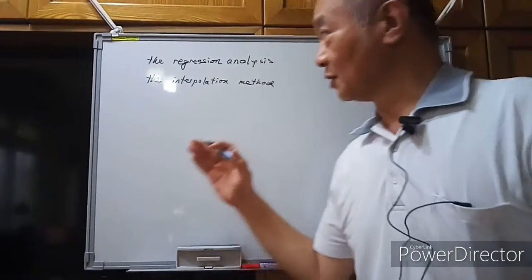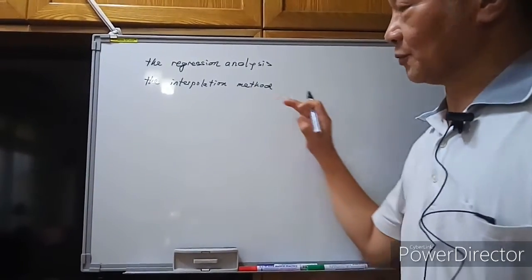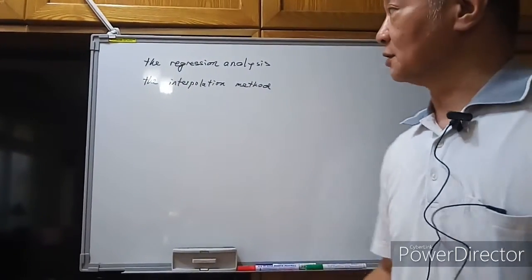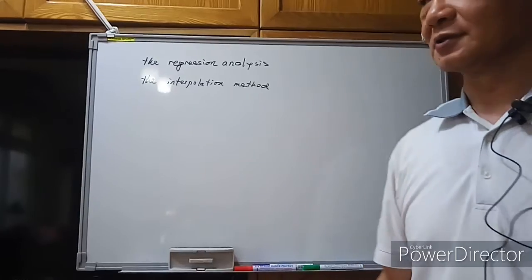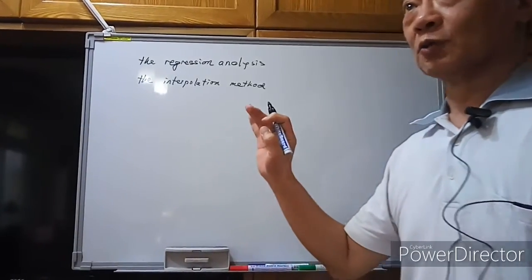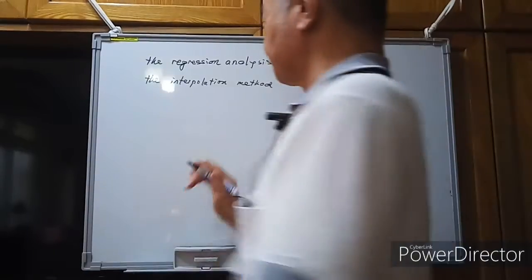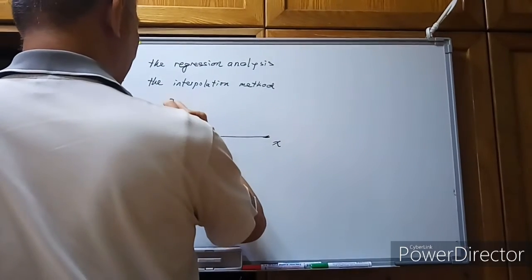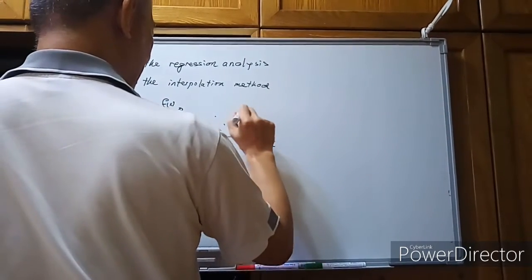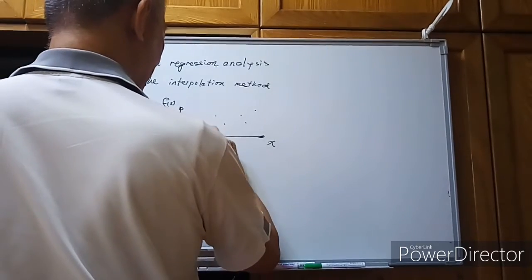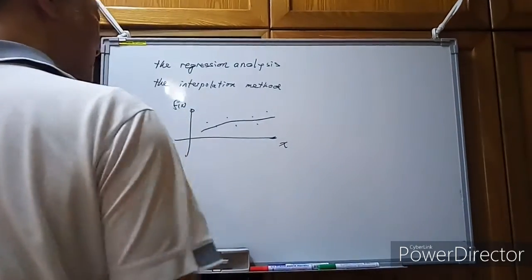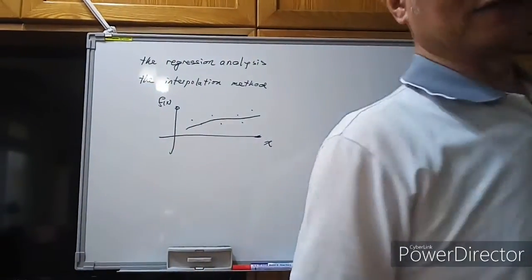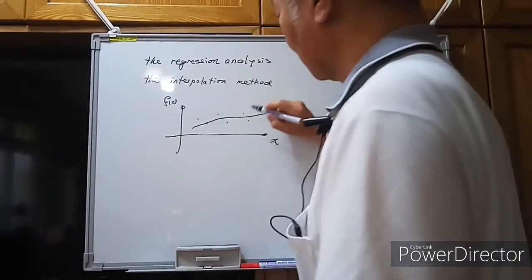Okay, if we use the interpolation method, the solved approximate functions will pass through all the data points, and that's the interpolation functions. But if we use the regression analysis, the approximate functions will not pass through all the data. Therefore, we have the error for each data point.